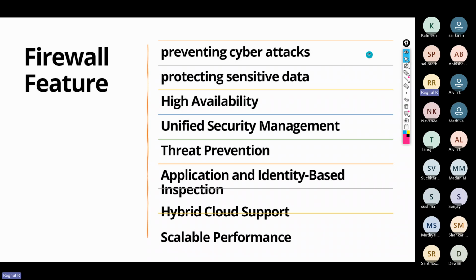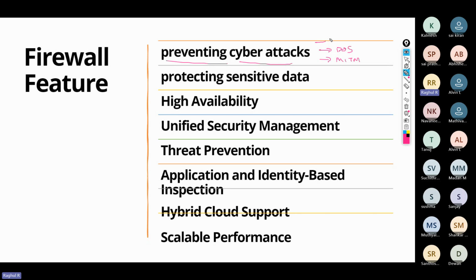Okay, firewall features. The first one is preventing cyber attacks. It's a common term; the firewall will have all the attack information, for example DoS attack and MITM attack. It will have a prototype for all the attack algorithms and steps. So if the firewall sees anything related to these attacks, it will easily find that the attack is being attempted by someone.